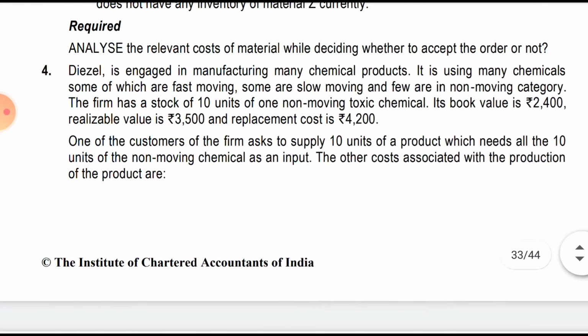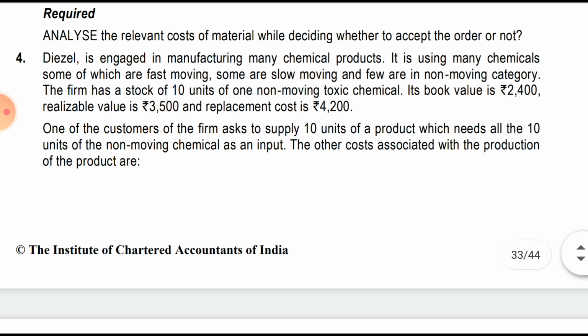Then illustration 4. Diesel is engaged in manufacturing many chemical products. This is also a basic question. It is using many chemicals, some of which are fast moving, some are slow moving, and few are in the non-moving category. So it has non-moving, slow moving, all goods. The firm has a stock of 10 units of one non-moving toxic chemical.